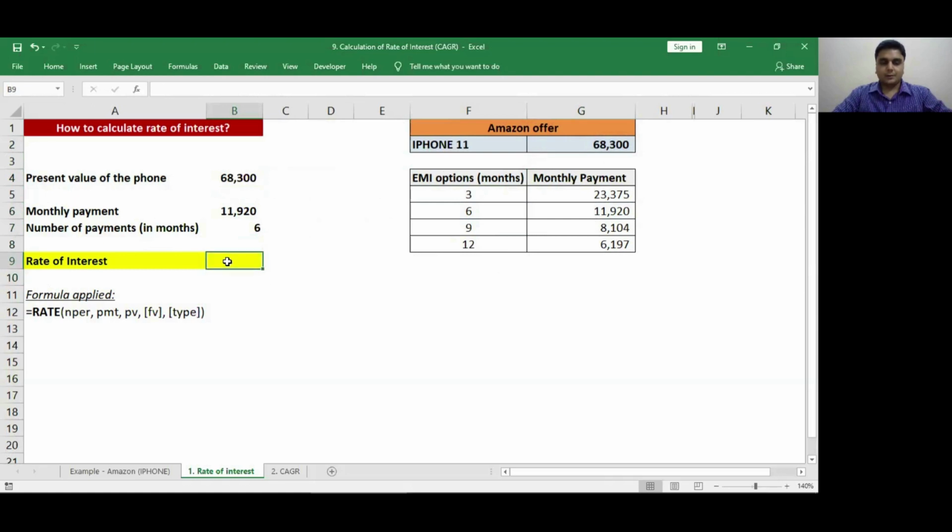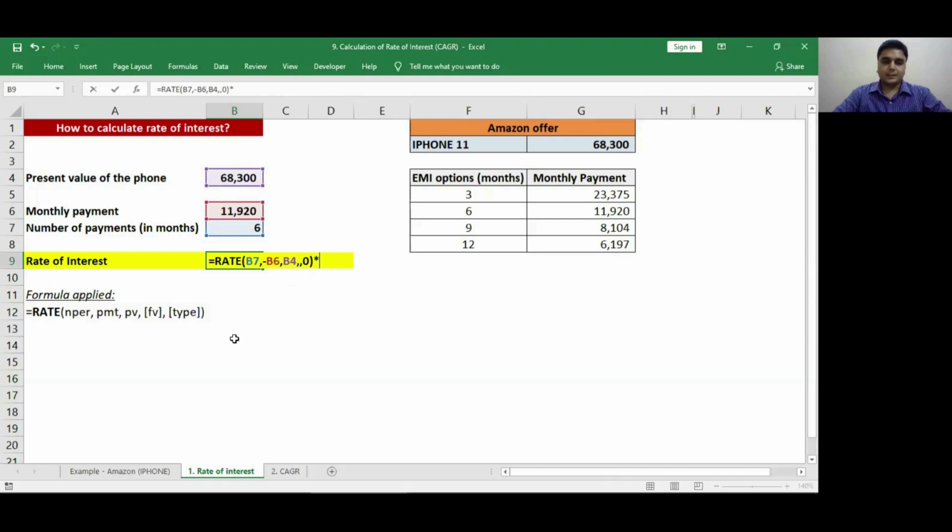So now we need to calculate rate of interest. I will use the formula rate is equal to rate. It is asking me the number of installments. It will be 6. It is asking me the amount of installment. It will be minus 11,920. It is asking me to input present value. It will be 68,300. There is no future values. I'll just add another comma. I'll select 0. I'll close the bracket.